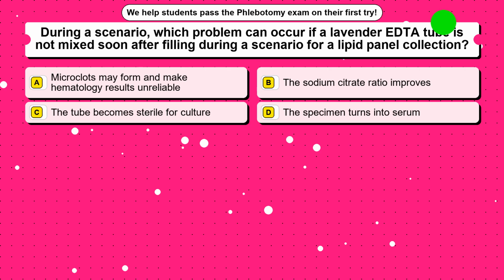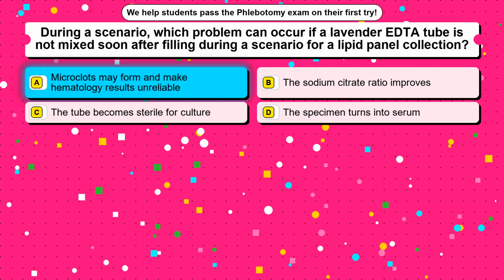Question 27. During a scenario, which problem can occur if a lavender EDTA tube is not mixed soon after filling during a scenario for a lipid panel collection? Option A, microclots may form and make hematology results unreliable. Option B, the sodium citrate ratio improves. Option C, the tube becomes sterile for culture. Option D, the specimen turns into serum.